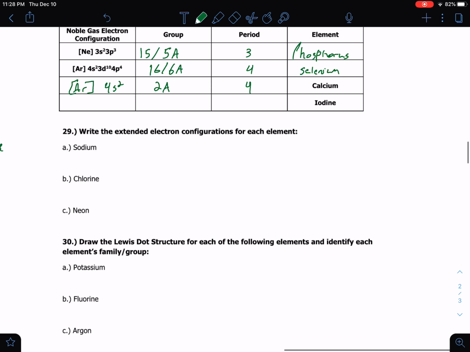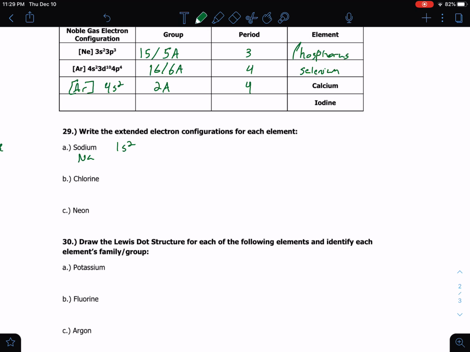Number 29, write the extended electron configuration for each element. So this is when we're actually going to go through and start at the beginning. We're not doing the noble gas shortcut. So sodium, which is basically Na. So we're going to start at the very beginning. You're going to start at hydrogen. You're going to go through hydrogen and helium. So that's going to be 1s2.